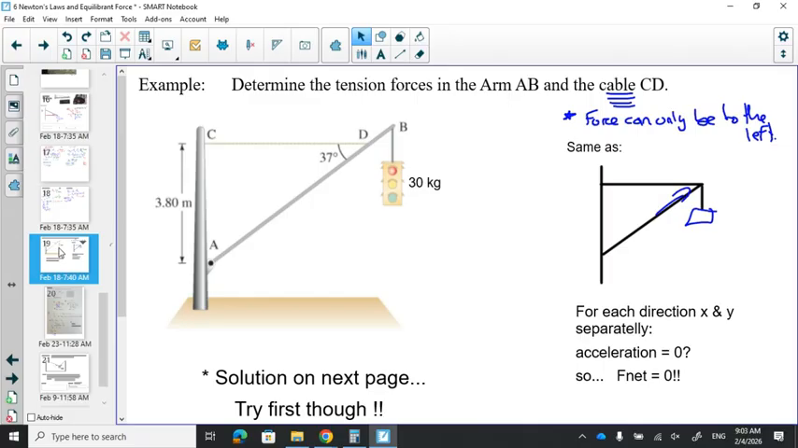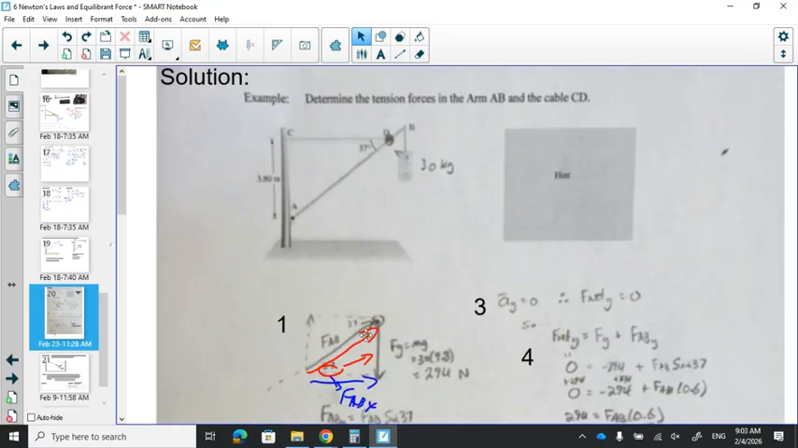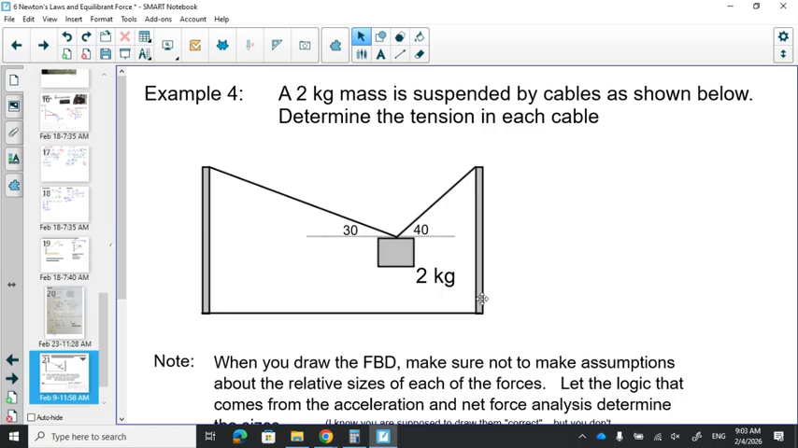Here's another example. Just a weirder looking version. The solutions are on the next page. All there is, is just more angles involved, right? So I'm going to leave that for you to go through. I have some numbers there to look at for going through it, but I'll leave that for you. And then the one I want to have time to spend on here is this one.